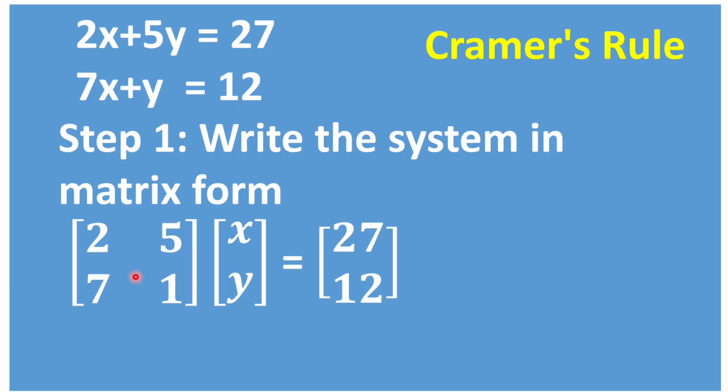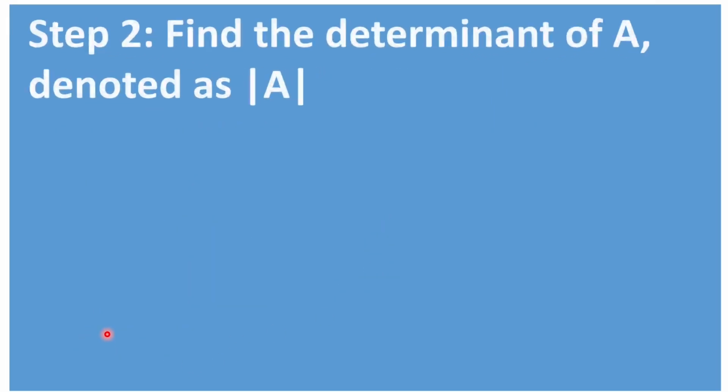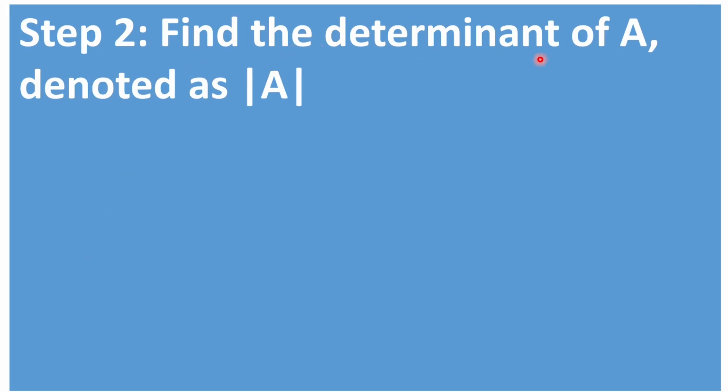So after writing the coefficients in matrix, then we will write the variables in matrix, and then we will write the constants in matrix, and then we will call this matrix A, and this is matrix X, and this is matrix B, like this. And now in step 2, find the determinant of A, denoted as |A|.